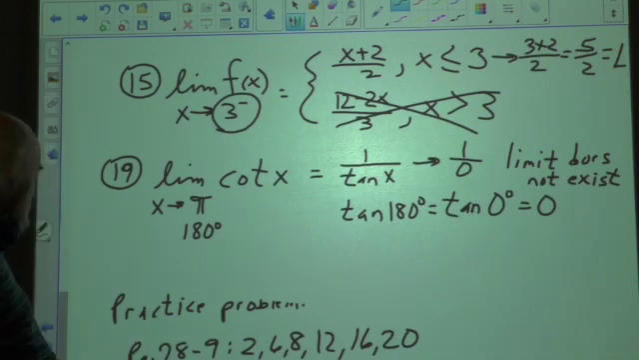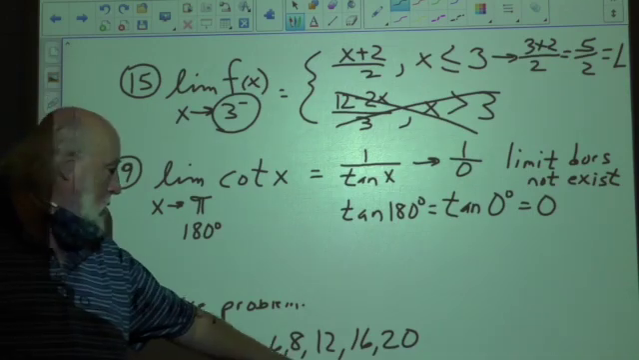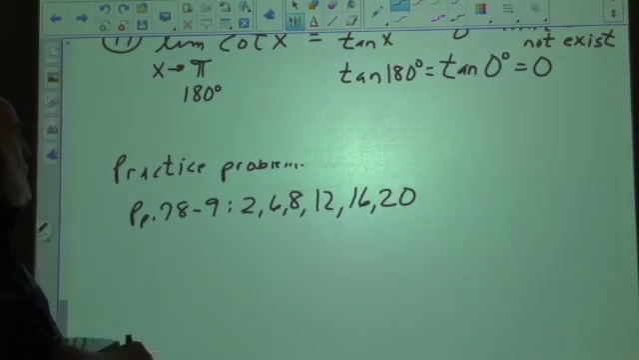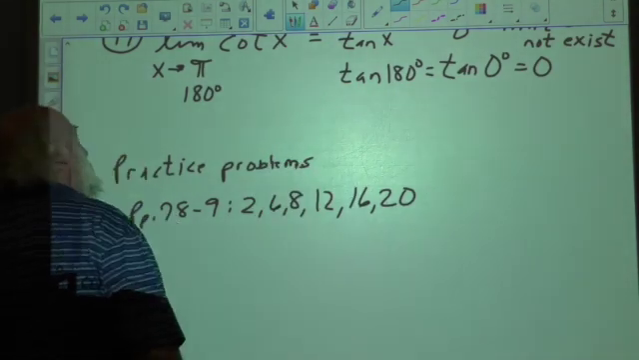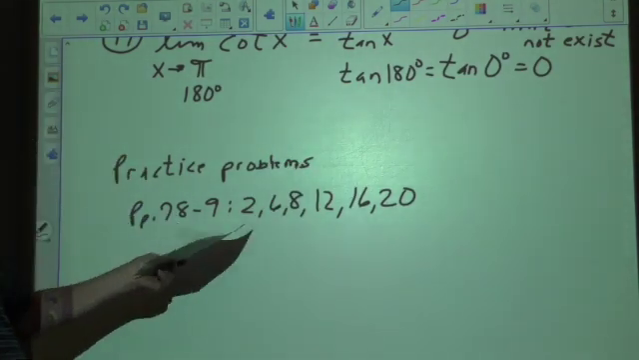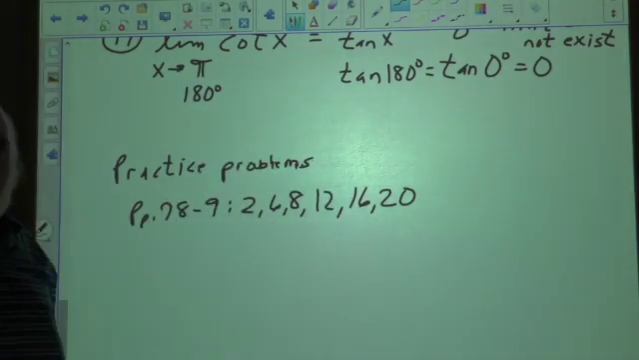Okay? So your practice problems are right here. Somehow they got erased, somehow they happened. Practice problems 78, 79, 2, 6, 8, 12, 16, and 20.